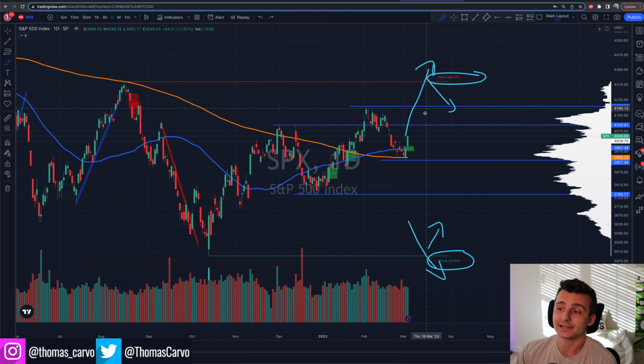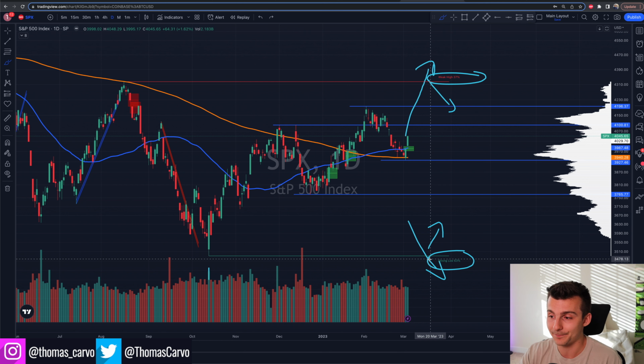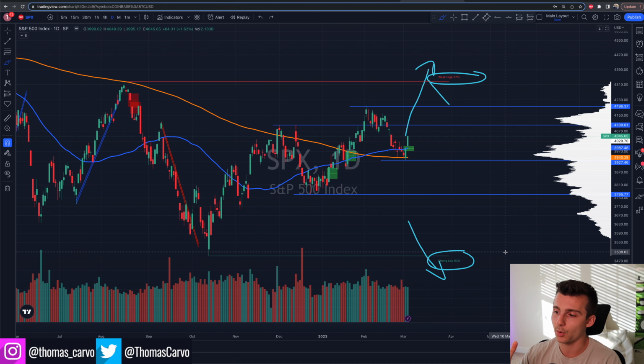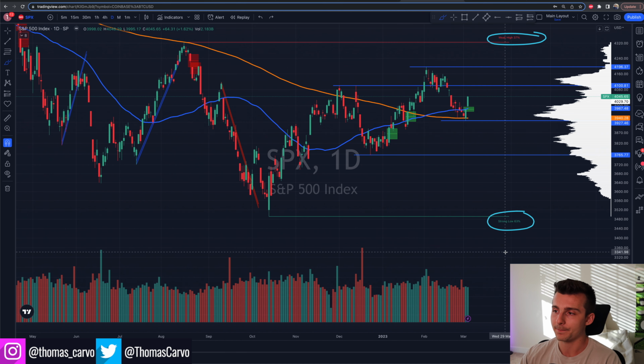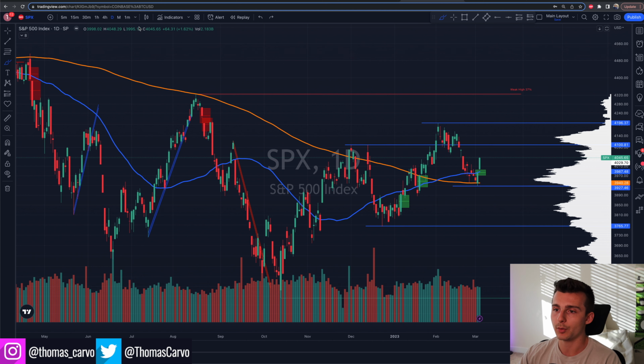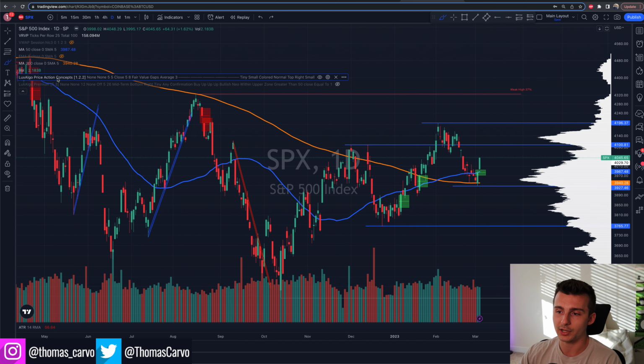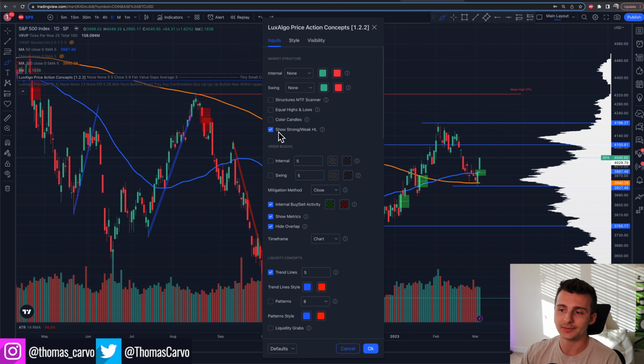So weak high says, hey, if we test this high, there's a pretty decent chance we can blast through that with some strong price action. We test this low, we're going to need some stronger price action to break down below, maybe some news, along those lines. That's the idea with using this indicator, okay? And by the way, for the weak high and strong low indicator, if I pull this back up to the price action concepts, it's this right here, show strong and weak high low. It's this guy right here, okay?